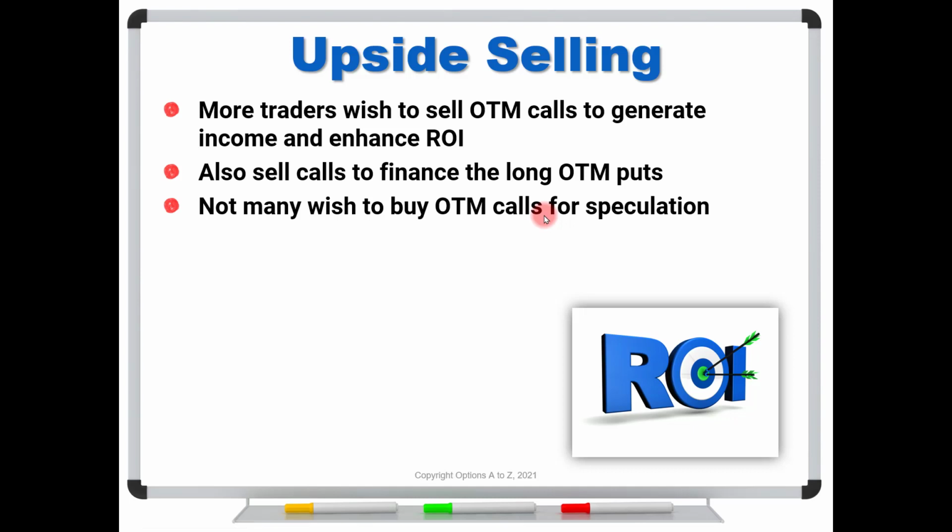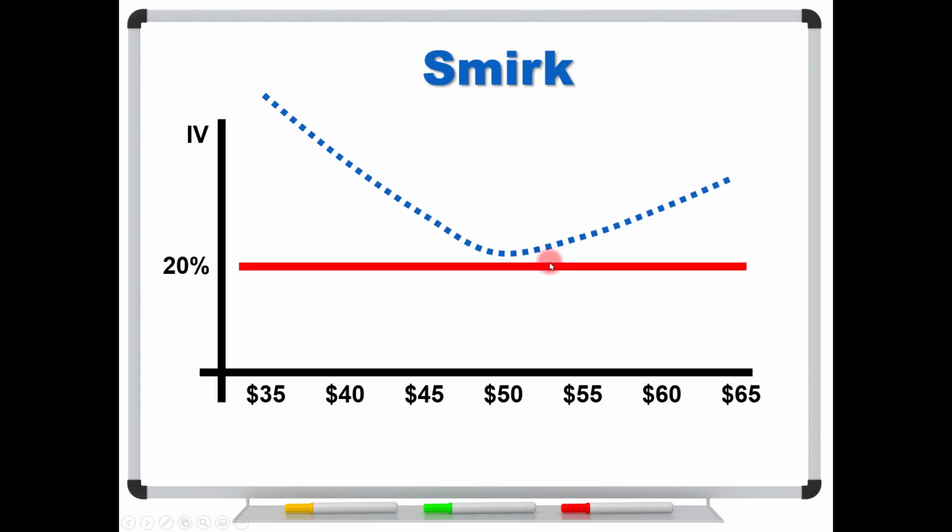Now, don't get me wrong. Of course, we get a lot of people who wish to buy out-of-the-money calls for speculation. But on a net basis, in most cases, we're going to find there are far more sellers of the out-of-the-money calls than there are buyers. So what happens up here in this range? We have more sellers than buyers, and you guessed it, that means we have lower prices and therefore a lower implied volatility.